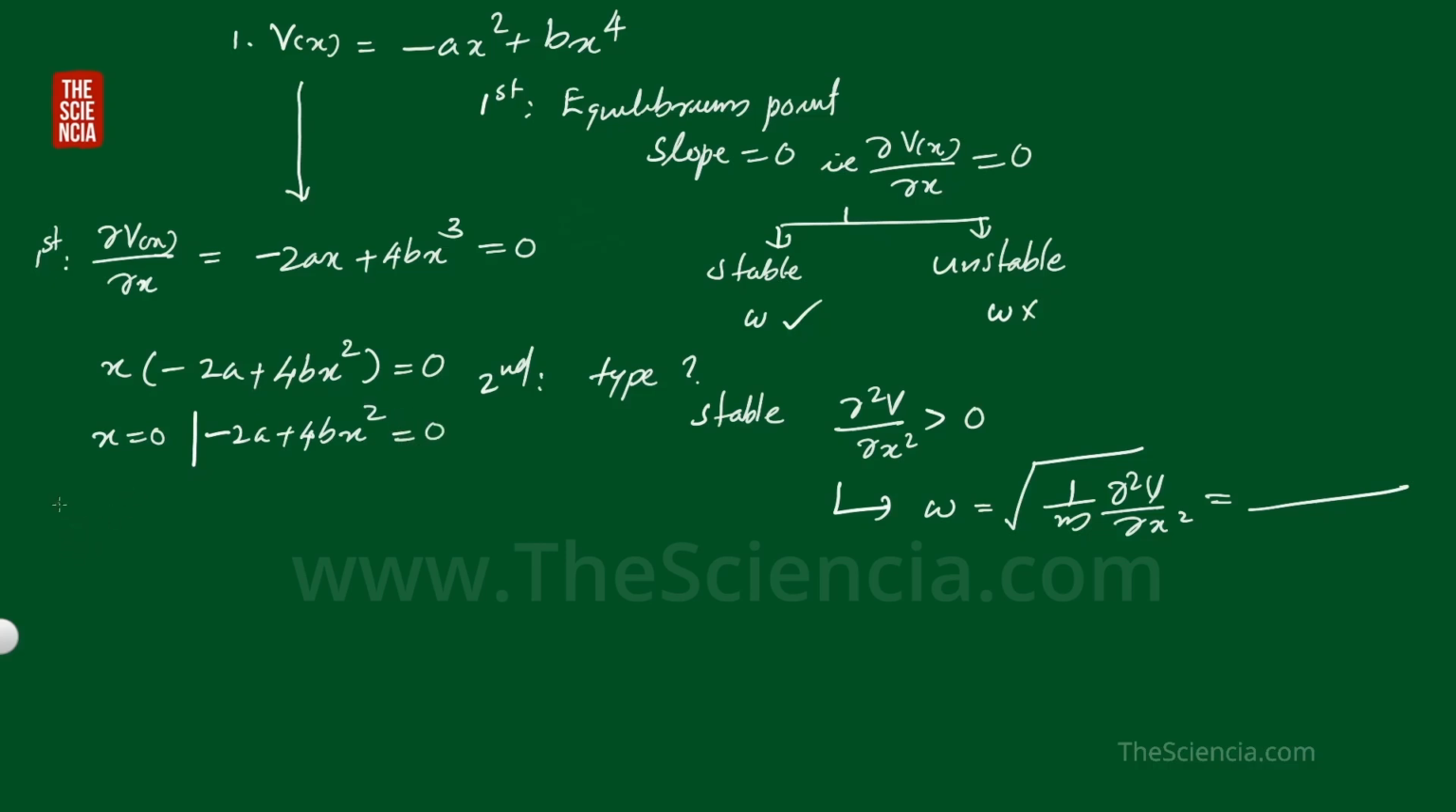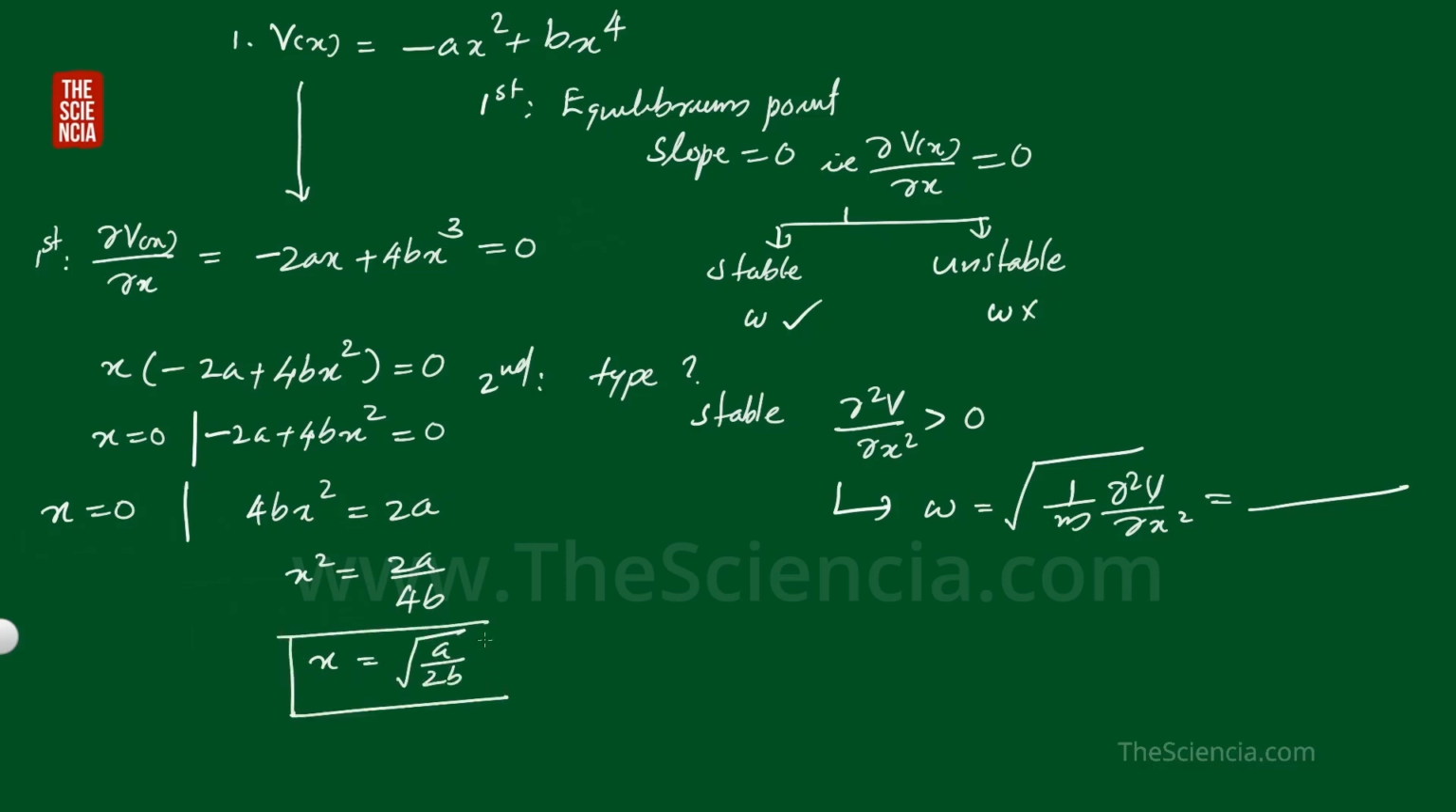Here one of the values is x equal to 0 and the other one is 4b x squared is equal to 2a. Therefore x squared is equal to 2a by 4b, that is x equal to plus or minus root of a by 2b. Okay, so these are the equilibrium points. One is x equal to 0 and the other is x equal to plus or minus root a by 2b, right?